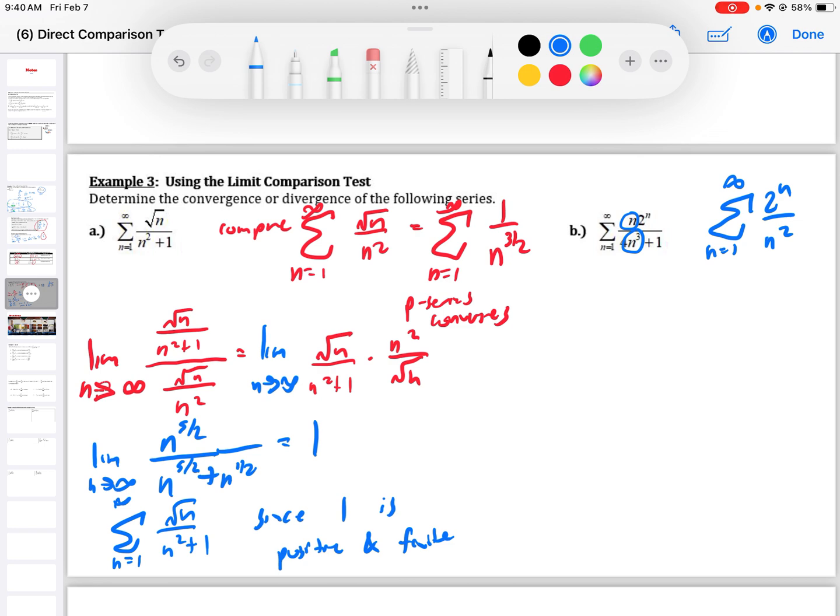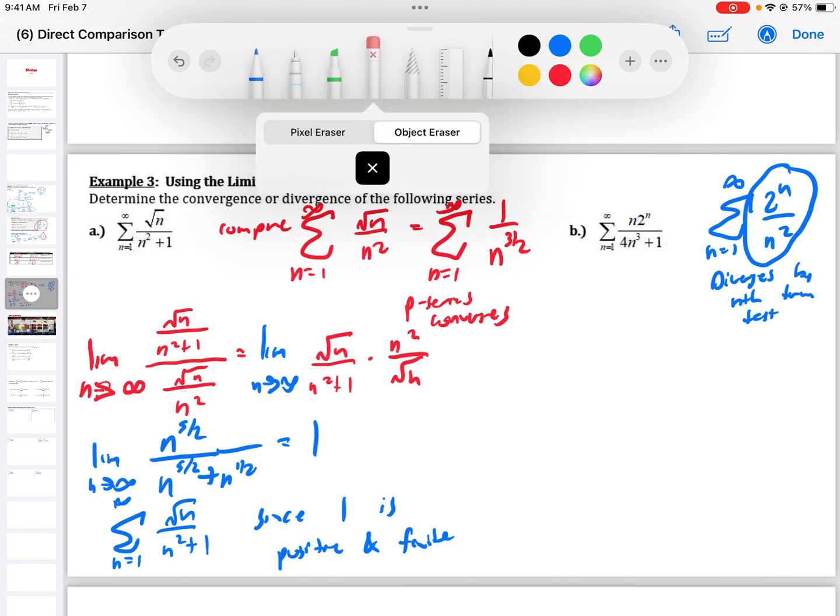Ugh. But the nth term test for divergence says if the limit of this sequence is not 0, then it diverges. So this is infinity. That limit is infinity. So this diverges by the nth term test. So if I compare the two, let me erase all this.